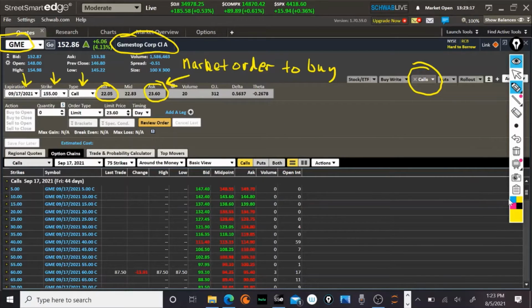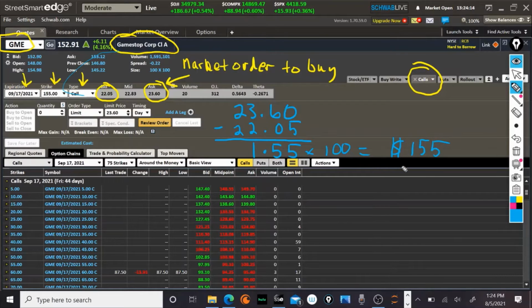Now, just to see how much more you're paying above the bid, which is the next person or the highest person willing to buy, that's $23.60, which is the ask, minus the bid, $22.05. That's a difference of $1.55. And if we multiply that by 100, because an options contract represents 100 shares of the underlying security, we'll see that that is a total cost of $155.